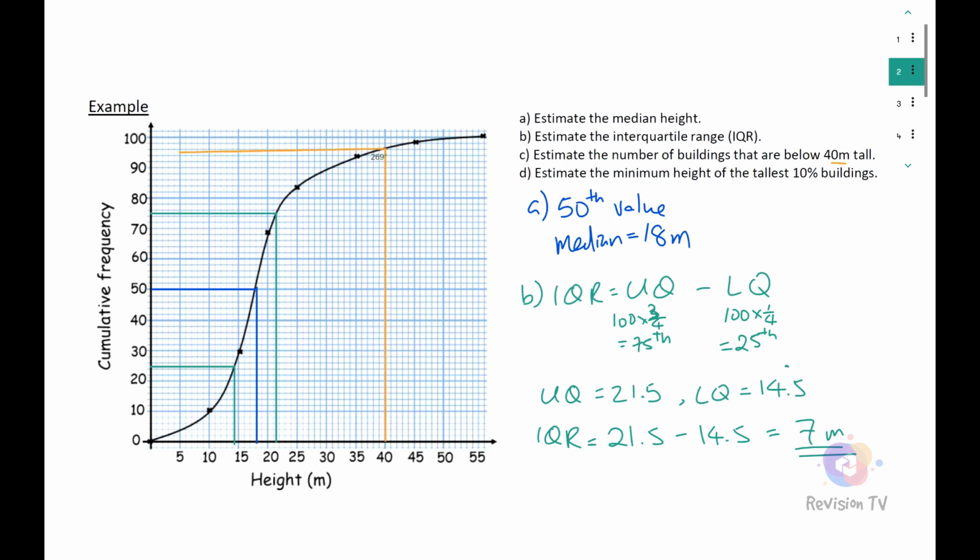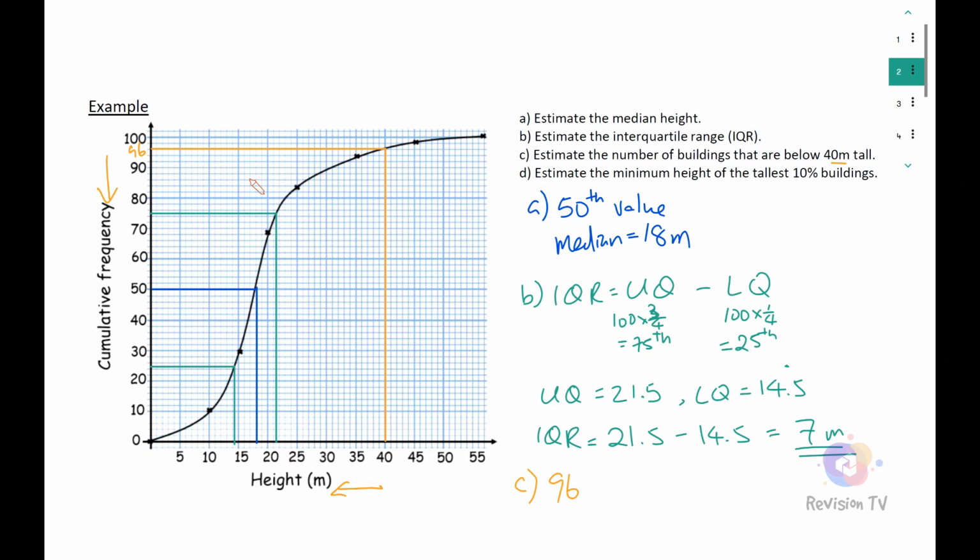And then we go across. So you can see that number here would have been 92, 94, 96. So there are 96. So below 96 meters, that means below is 40. So it's going left, going towards the 0. So 96, we're going down as well. That means part C, there are 96 buildings.